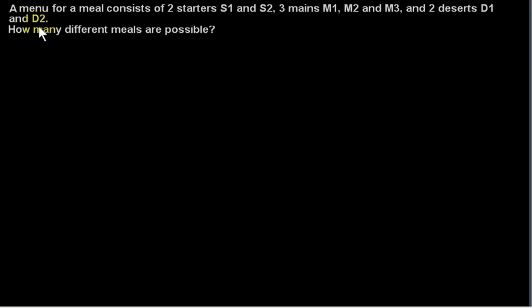I will illustrate the fundamental principle of counting by considering an example. A menu for a meal consists of two starters, S1 and S2, three main courses, which we can call M1, M2 and M3, and two desserts, which we can call D1 and D2. How many different meals are possible? So let's lay out all the different dishes in a diagram.